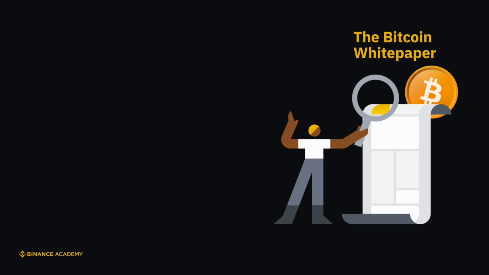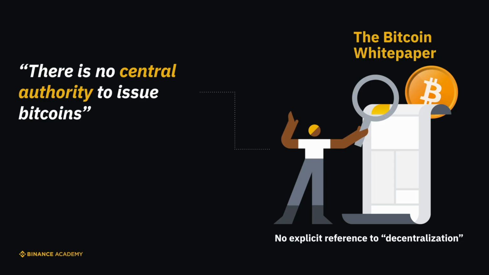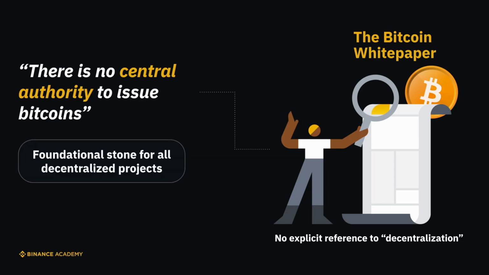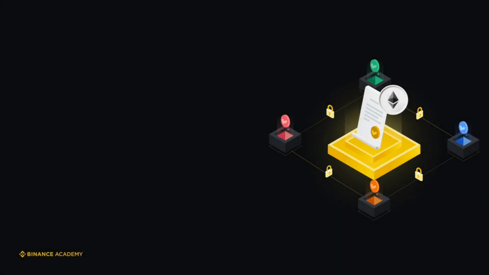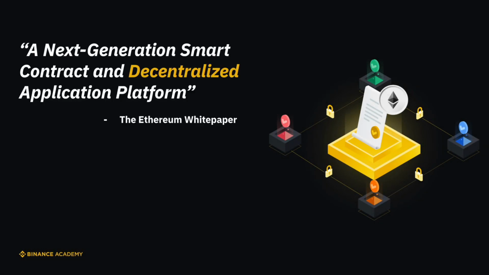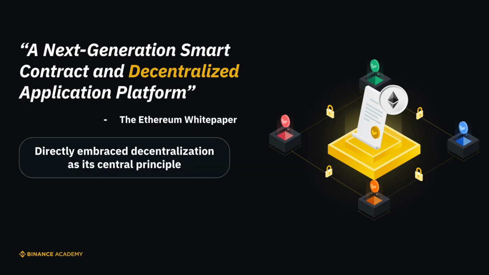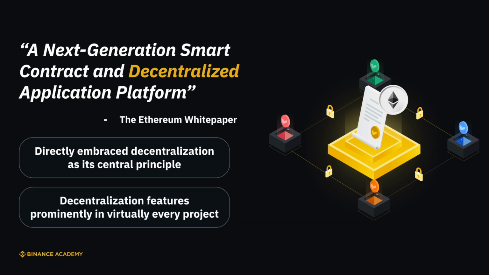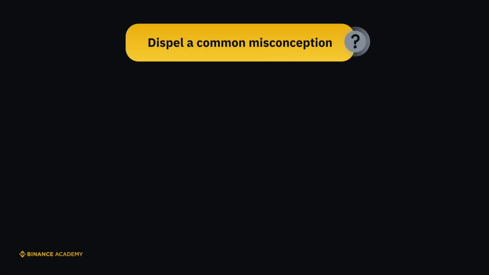While the Bitcoin white paper doesn't explicitly reference decentralization, it introduced the groundbreaking concept of a blockchain where there is no central authority to issue Bitcoins. This notion laid the foundational stone for all subsequent decentralized projects. In contrast, the Ethereum white paper, titled A Next-Generation Smart Contract and Decentralized Application Platform, directly embraced decentralization as its central principle. In today's blockchain landscape, the theme of decentralization features prominently in the white papers and proposals of virtually every project.